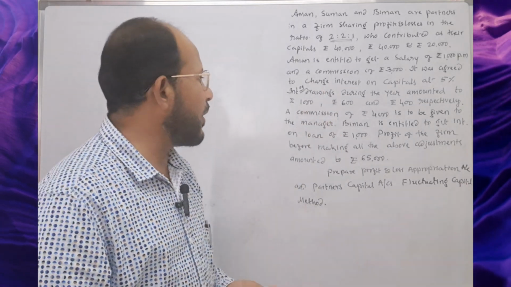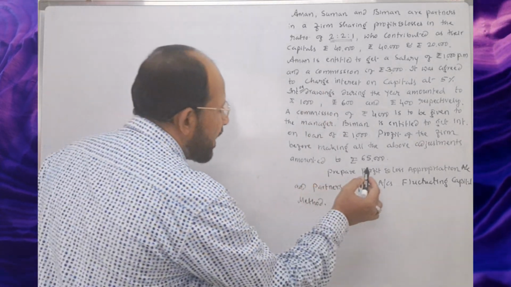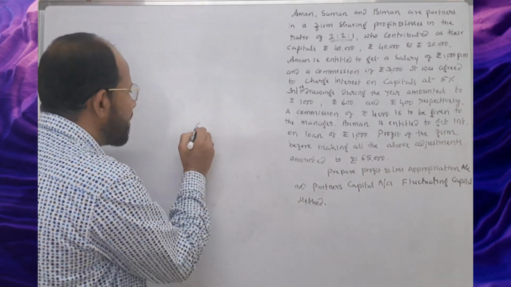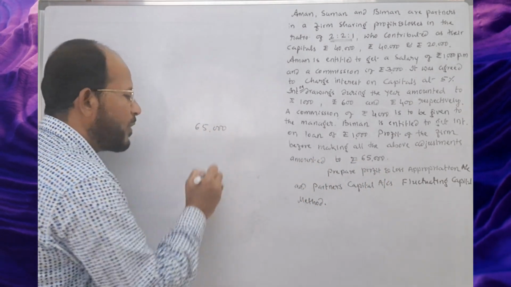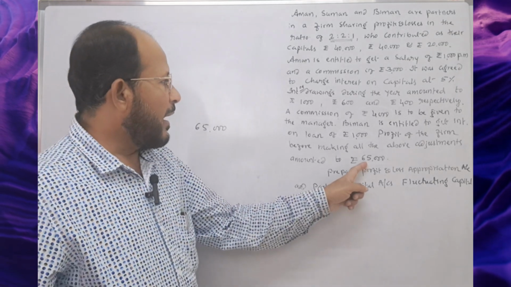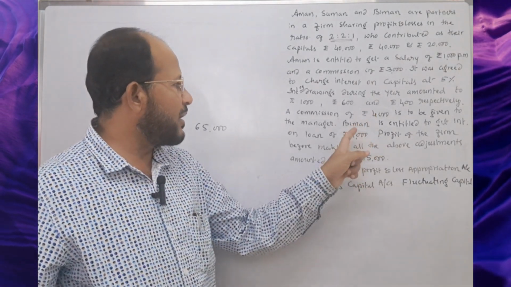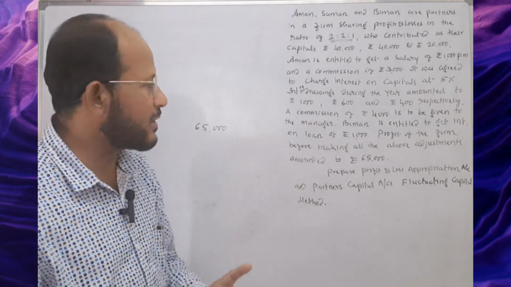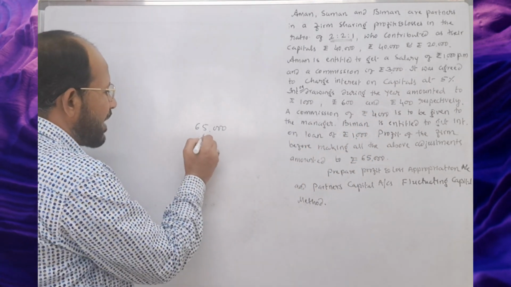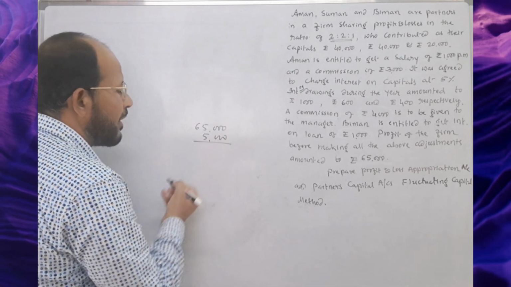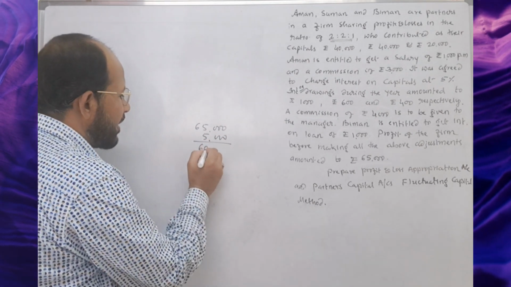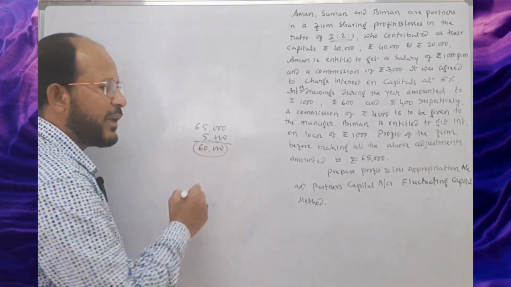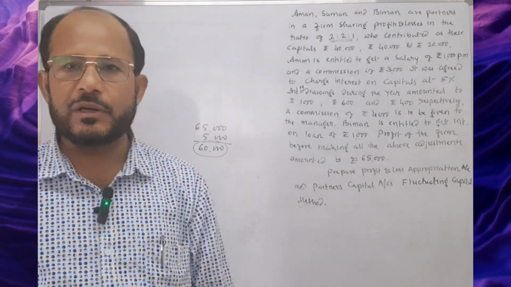Now what we need to do is, here profit before making the adjustments is how much? Rupees 65,000. Try to understand here. Rupees 65,000. And in this, commission of the manager and interest on loan, these are the items which are to be charged to profit and loss account. Therefore, in the profit and loss account, rupees 5,000 is debited and the remaining balance of rupees 60,000 is taken to the profit and loss appropriation account.